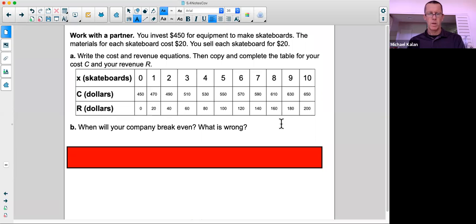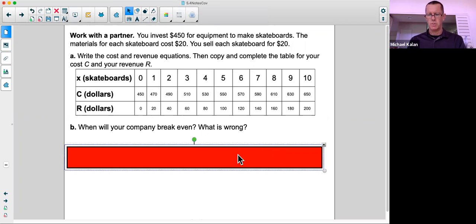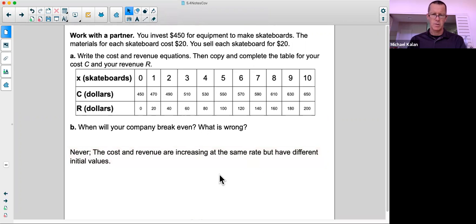Okay. B, will our company break even? What's the answer to that? No. And why? Because your revenue never catches up to your cost, right? After you spent the 450, you sunk the 450 into your business, you're spending $20 to make back $20. That's called breaking even. But it does not mean that we're actually making money in the company.